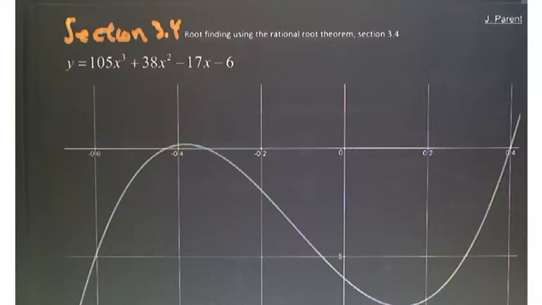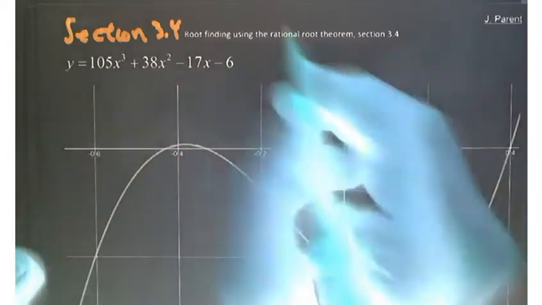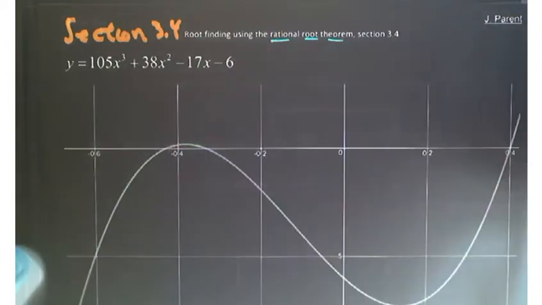So section 3.4, we're just going to discuss the rational root theorem and try to put together a few things that we've been doing with our polynomials to factor them and solve for where they cross the x-axis, find the roots or x-intercepts. And the thing that I want to introduce here is something called the rational root theorem.